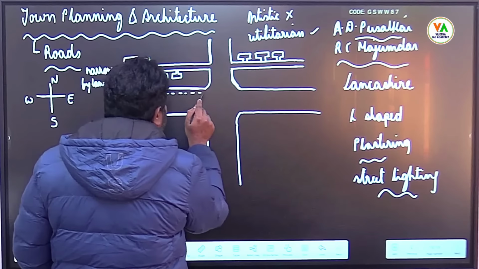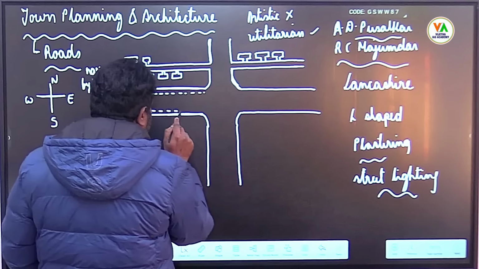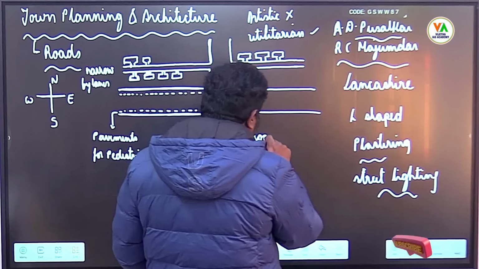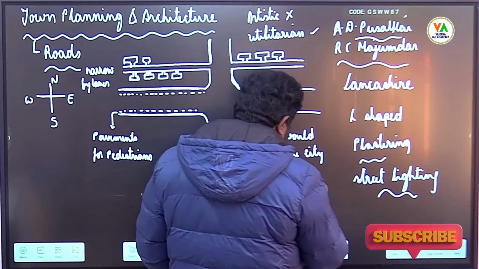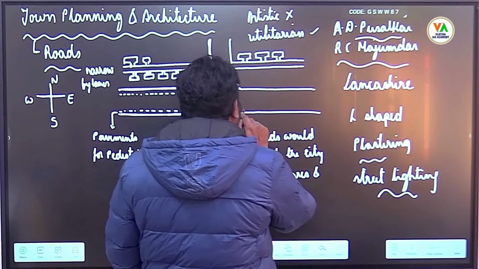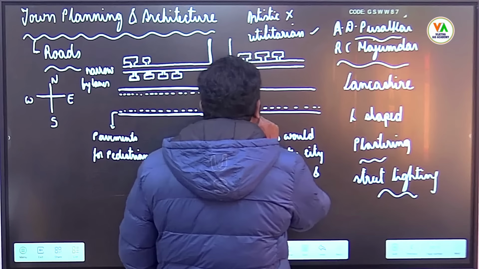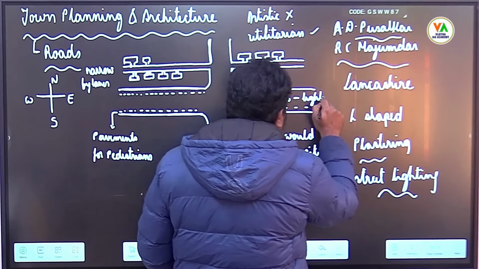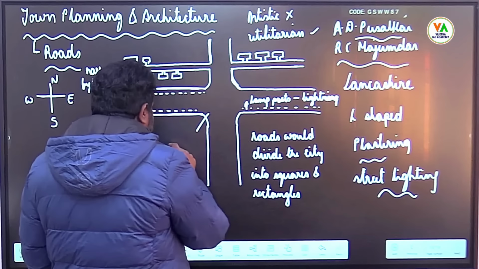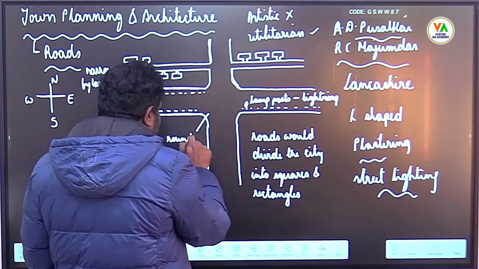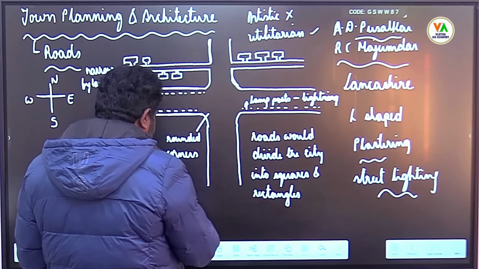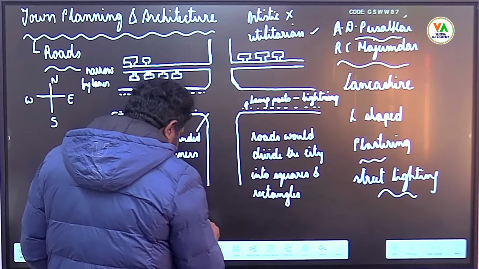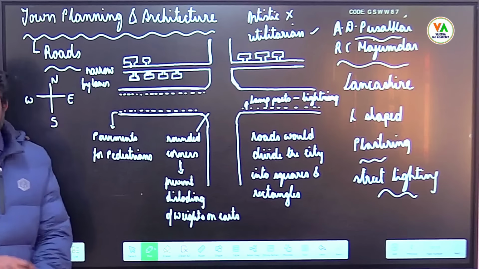And I said there are pavements for pedestrians. These roads would divide the city into squares and rectangles. I have already mentioned that there is a lamp post. These are lamp posts which provide lighting. So these are rounded corners which prevent dislodging of weights on carts. Please draw this.